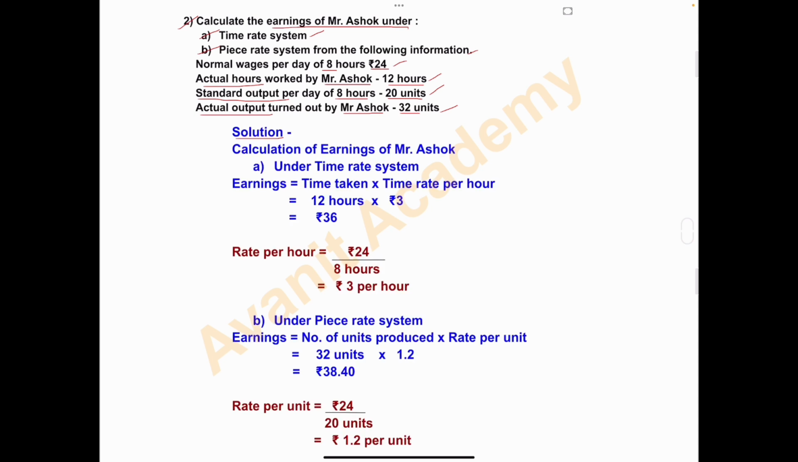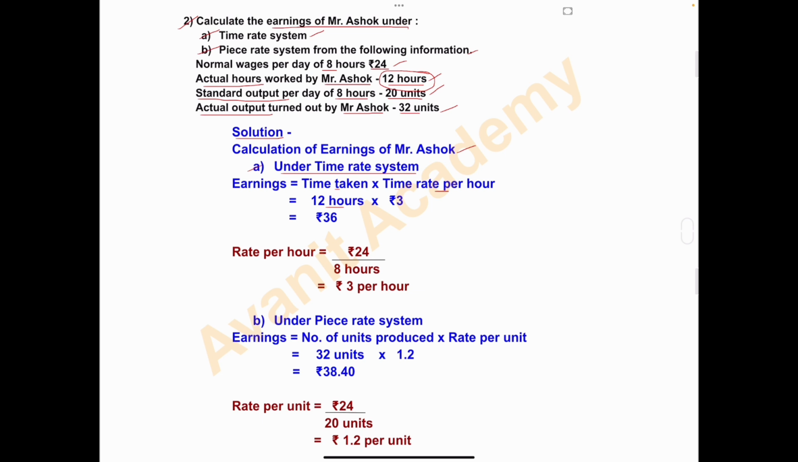Solution. Calculation of earnings of Mr. Ashok. A. Under time rate system. First we'll calculate under time rate system. So the formula is earnings is equal to time taken into time rate per hour. Mr. Ashok has worked for how many hours? Actual hours worked by Mr. Ashok is 12 hours. Okay, time taken by Mr. Ashok 12 hours into time rate per hour.